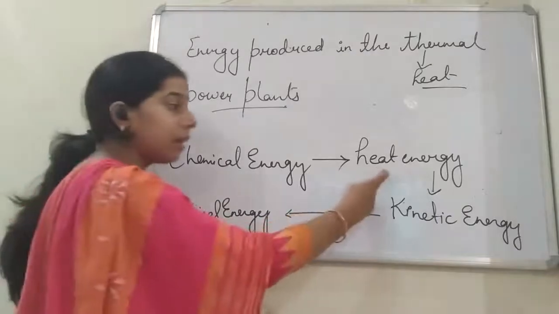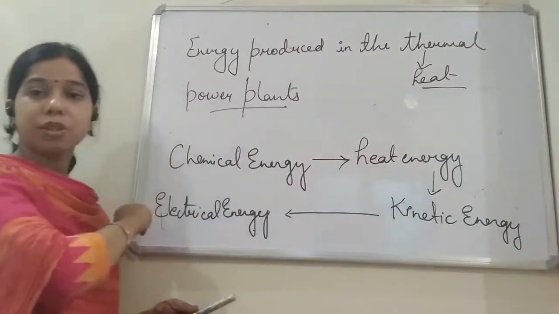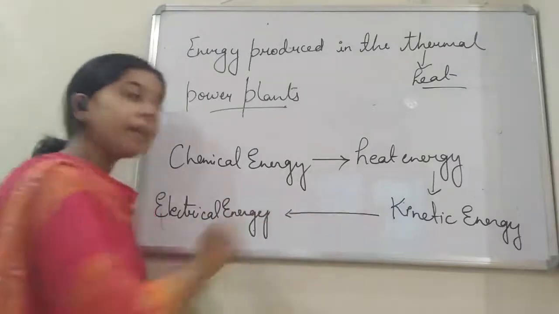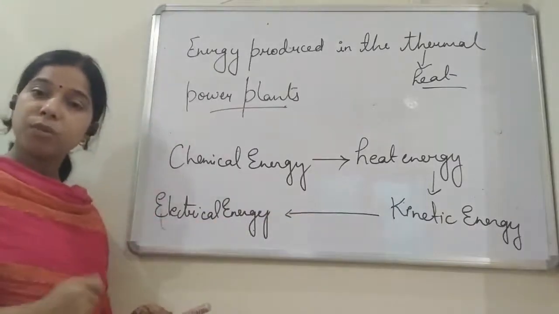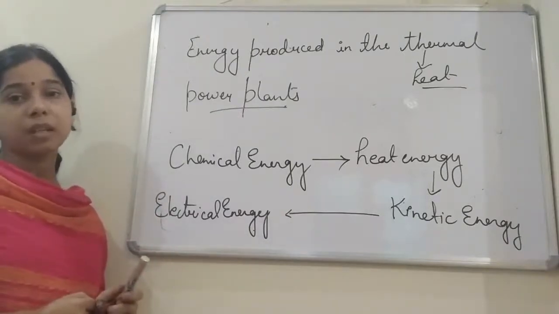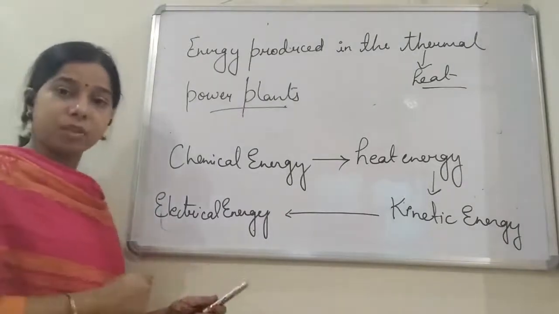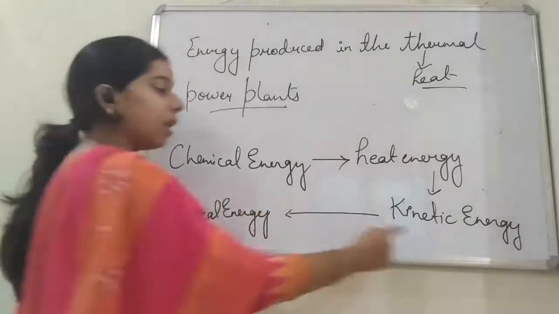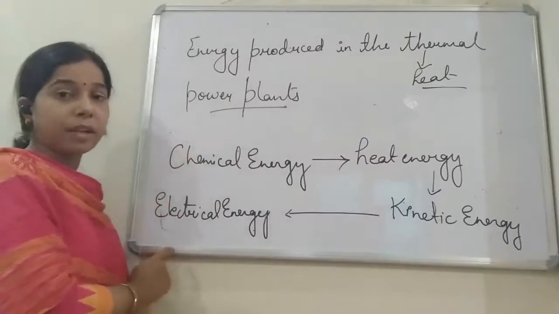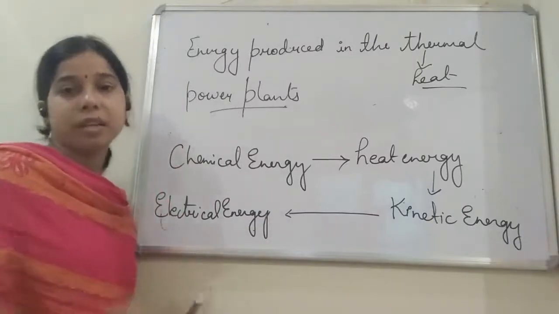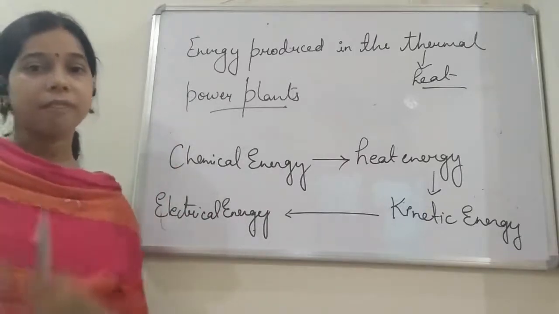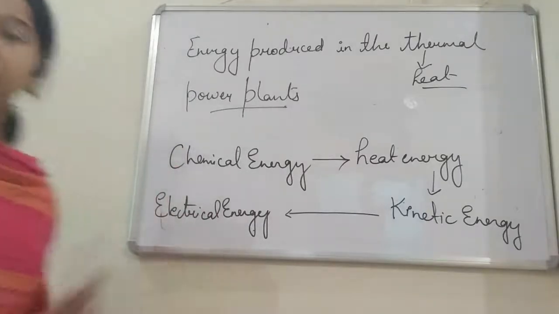So we will say that this heat energy will get converted into another form of energy, that is kinetic energy, and then kinetic energy helps in moving the shaft, and finally the electric generator which is attached with it helps in generating the electricity. So due to this kinetic energy, electricity is generated, so another kind of energy, that is electrical energy, is formed. So this is the transformation of energy from one form to the other form.